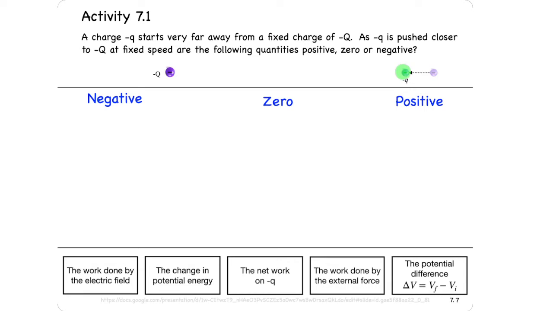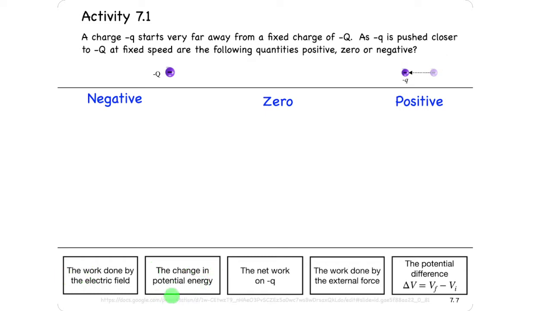The charges are the same and they're repelling each other. So there is a force on this little charge here pushing it to the right. Okay, so there's a force pushing it to the right, an electric force, but the charge is moving to the left. So what does that mean in terms of the work done by that force? It'd be negative, yeah. Okay, so this first one is negative.